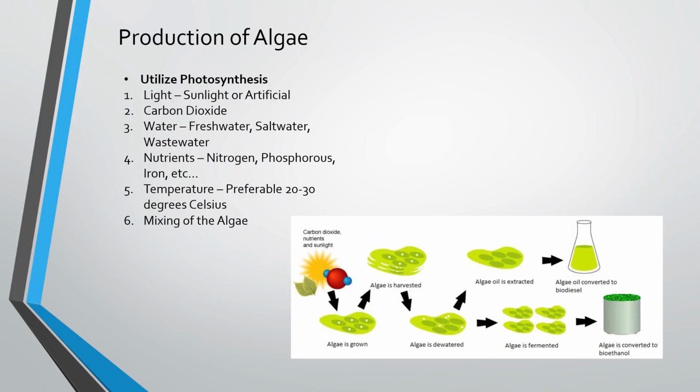And then the algae also needs to be mixed because if it settles, it's not going to grow as much. And so basically the picture down to the bottom right illustrates that. So the photosynthesis is starting at the top left, and then the algae is grown, and then it's harvested and dewatered so that the oil can then be extracted or fermented. And then the algae oil is converted to biodiesel, which is the most common part, or it can be converted into bioethanol if it's fermented.